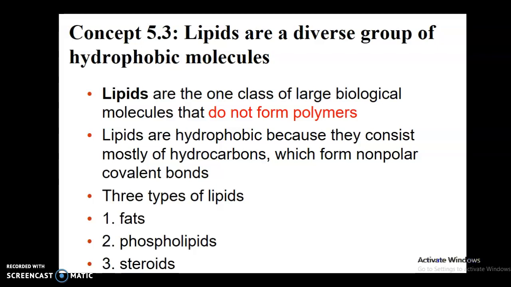These are very important because, remember, the plasma membrane is made up of phospholipids. So there's an awful lot of lipids within the body. Our 3 big classes of lipids are the fats, the phospholipids, and the steroids.